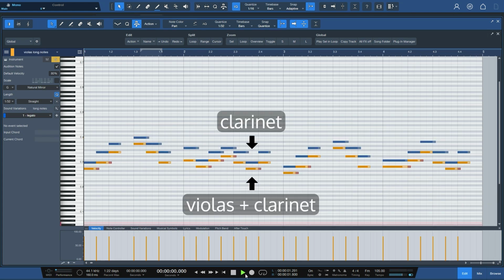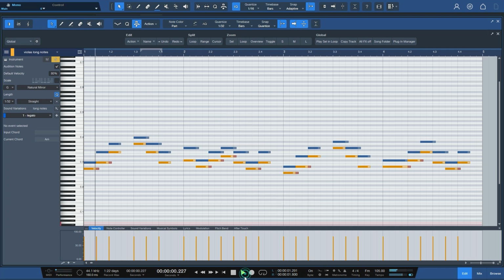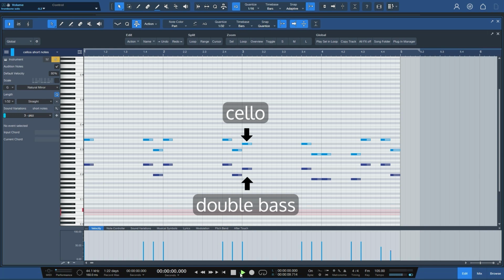The clarinets play harmonizing notes in a different rhythm from the melody. The lower clarinet plays a third below the higher clarinet and collaborates with the viola. The cello and the double bass provide the bass notes in an octave doubling.